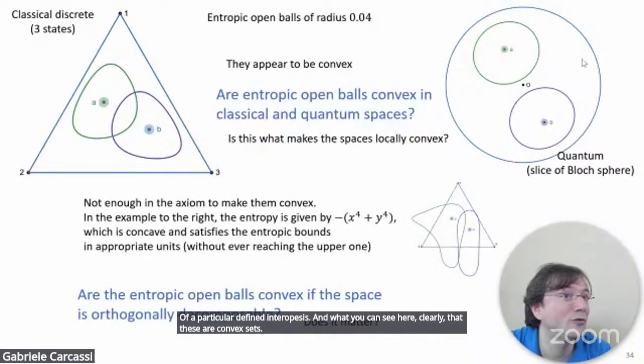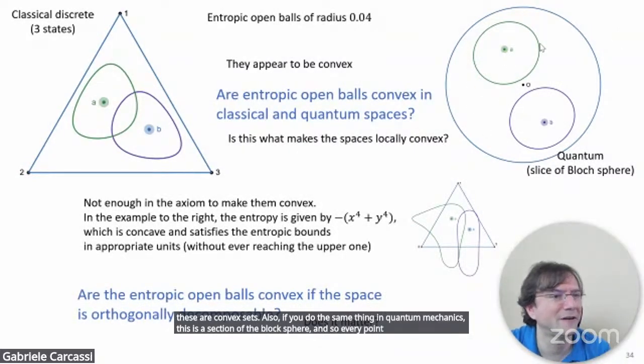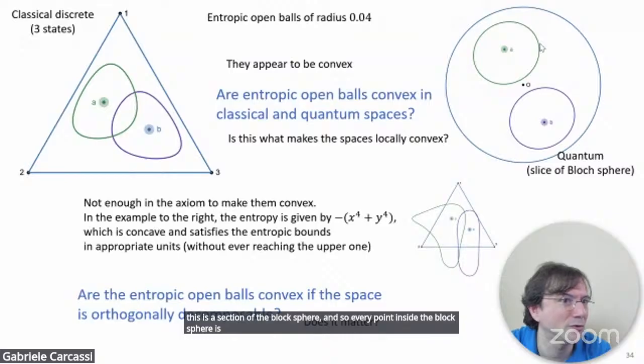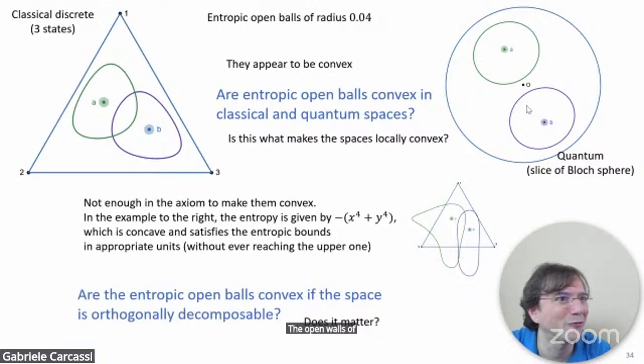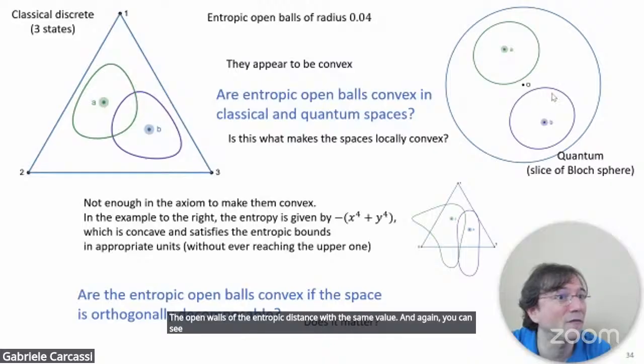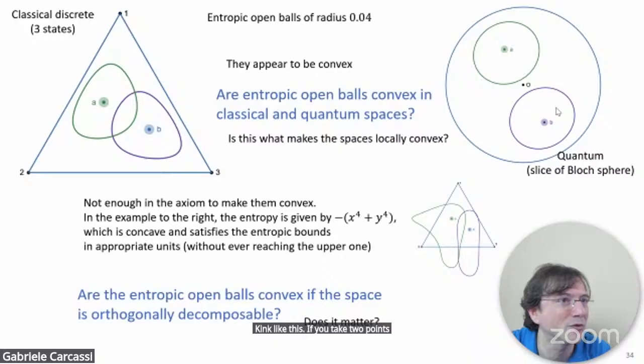Also, if you do the same thing in quantum mechanics, this is a section of the Bloch sphere. And so every point inside the Bloch sphere is a probability distribution, a mixed state. If you take 2 points, then again, these are the open balls of the entropic distance with the same value. And again, you can see that these are convex sets. They don't have a kink like this. If you take 2 points, you always remain inside.